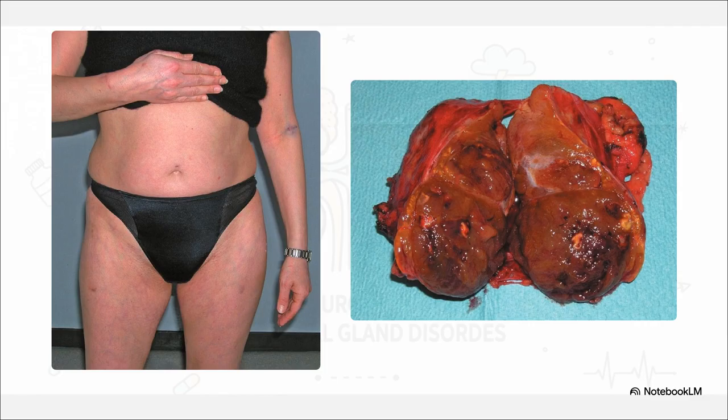And right next to it, the gross surgical specimen shows you exactly why this is happening. Massive, asymmetrical, bilateral adrenal hyperplasia. As a clinician, you really need to visually connect what you see on the outside of the patient directly to the underlying hyperplastic pathology that's driving all that toxic cortisol excess.